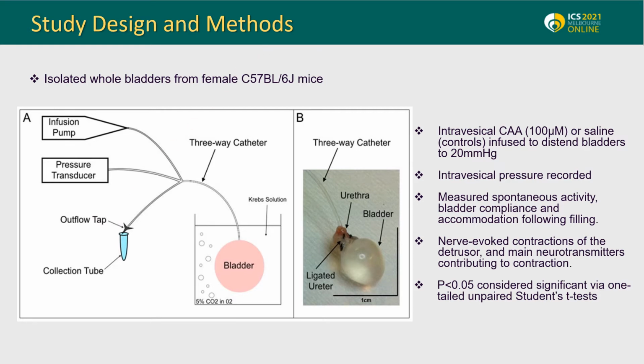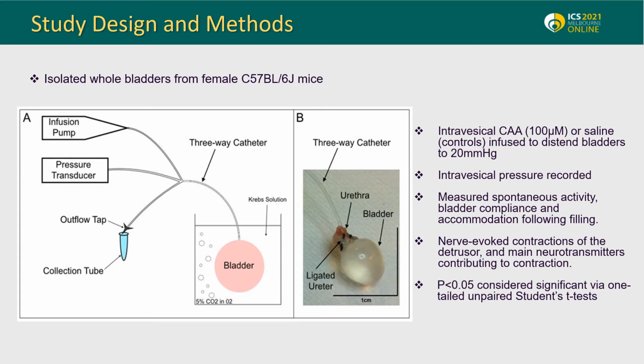We filled the bladders with either chloroacetaldehyde at 100 micromolar or saline as a control to a pressure of 20 millimeters of mercury, using a filling rate of 30 microliters per minute. After a 1-hour treatment period and in the continued presence of chloroacetaldehyde or saline, we measured a number of physiological parameters. These included spontaneous activity, bladder compliance during filling, and stretch relaxation or accommodation to filling.